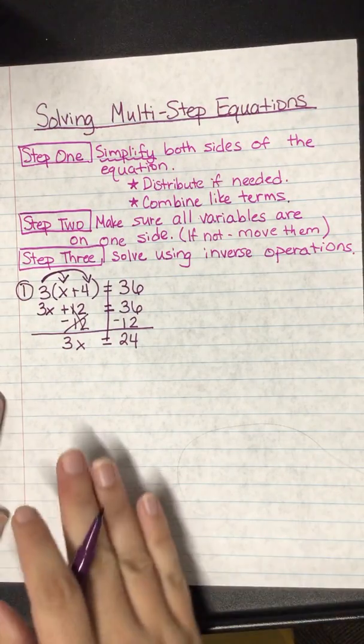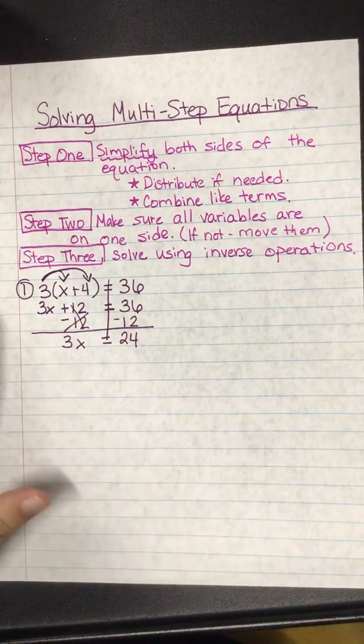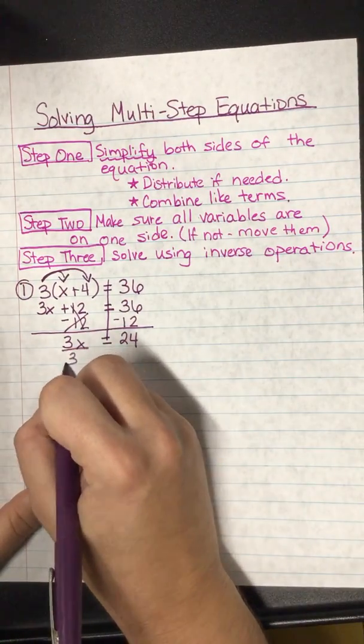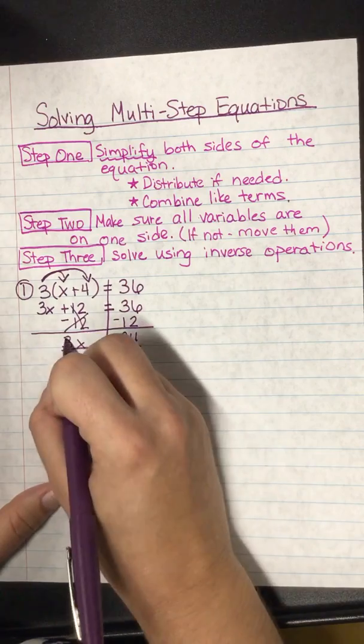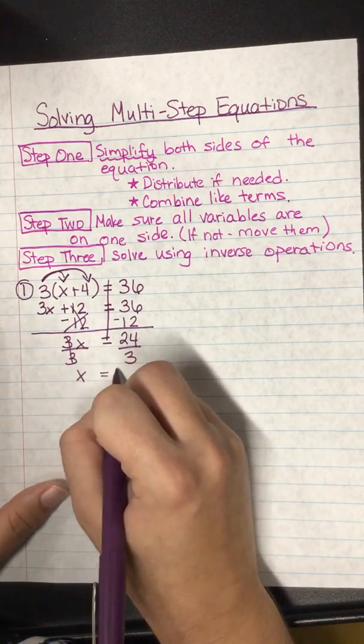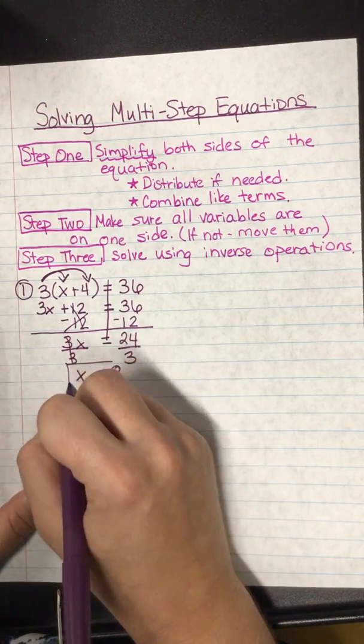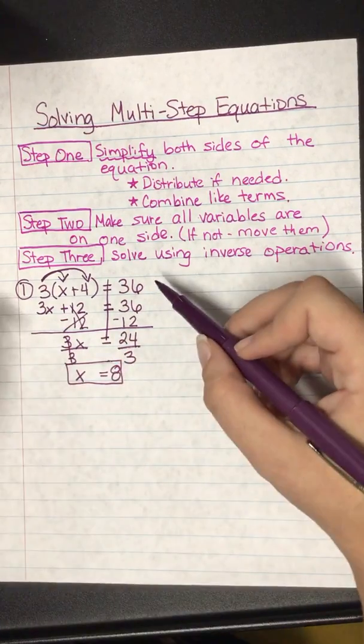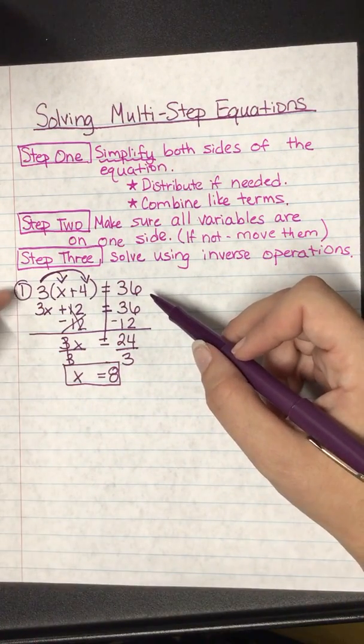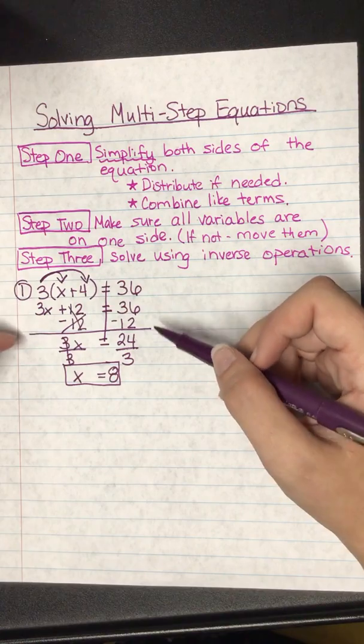Okay? And then I have a coefficient, so my next step is to divide both sides by 3 and get x is equal to 8. So in this case, I started by distributing and then I was able to solve.